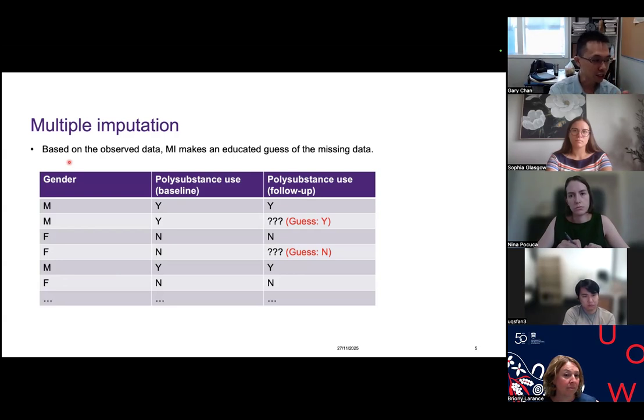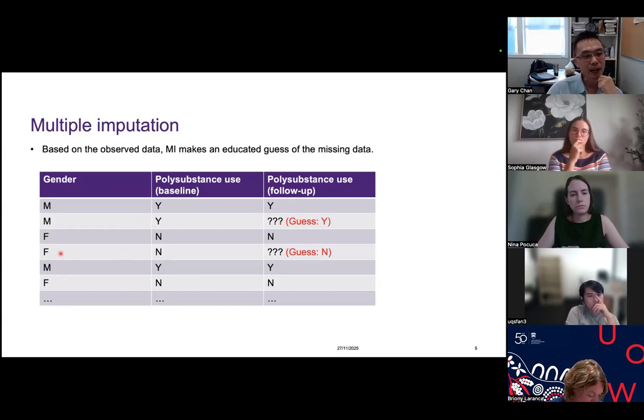You can estimate these associations within the available data in your data set. For example, this is our data. These participants have missing data at follow-up, but we know that this is a male, a polysubstance user at baseline. If we make an educated guess, what is the polysubstance use status at follow-up? We're very likely to put a yes in that box. If we have a female who is a non-polysubstance user at baseline, we will say no in this case.